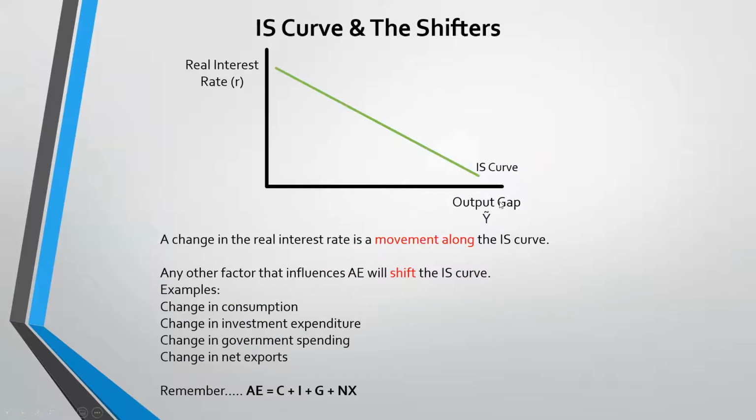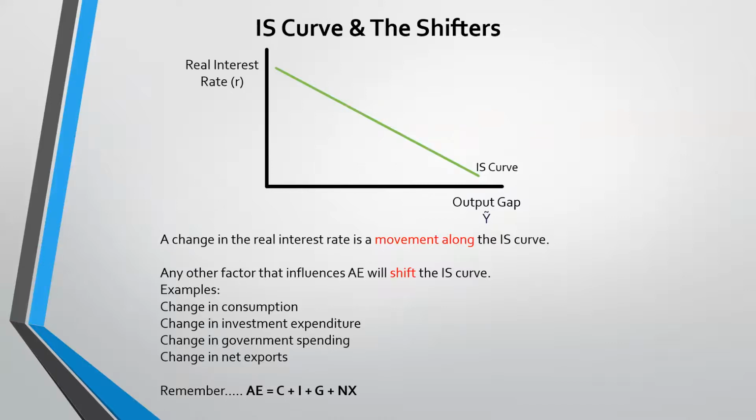All right, so let's talk about the IS curve specifically and then the shifters of it. Well, what is the IS curve? The IS curve shows the relationship between changes in real interest rates and real GDP when the goods market is in equilibrium. So in this graph, we can see that the horizontal axis is the output gap instead of the real GDP. And the reason for this is that the output gap is a better measure of the business cycle, as it considers the differences between real GDP and potential GDP.